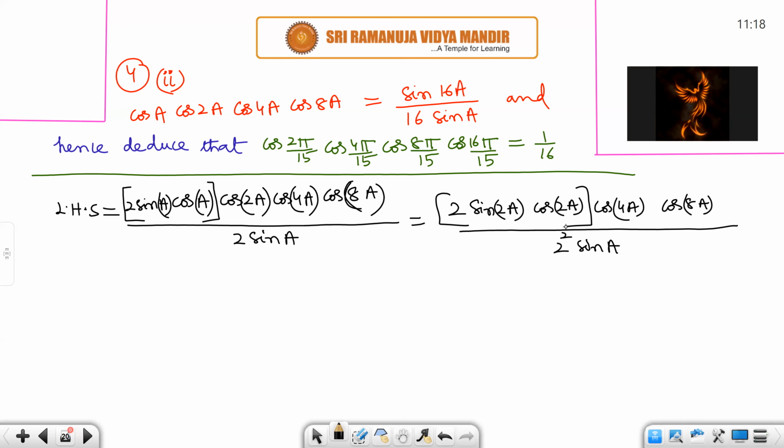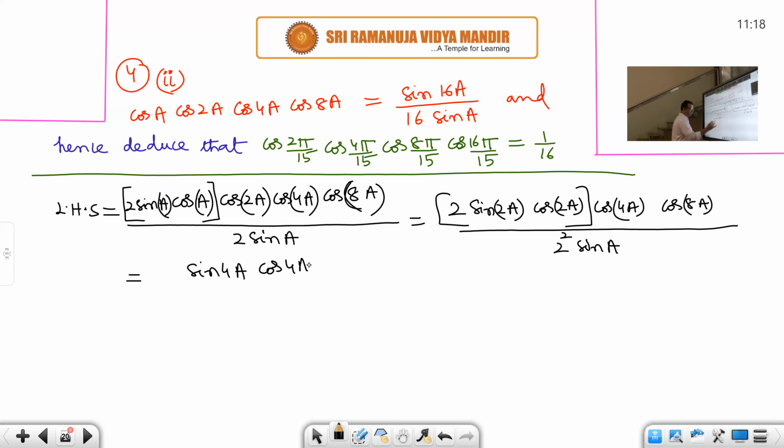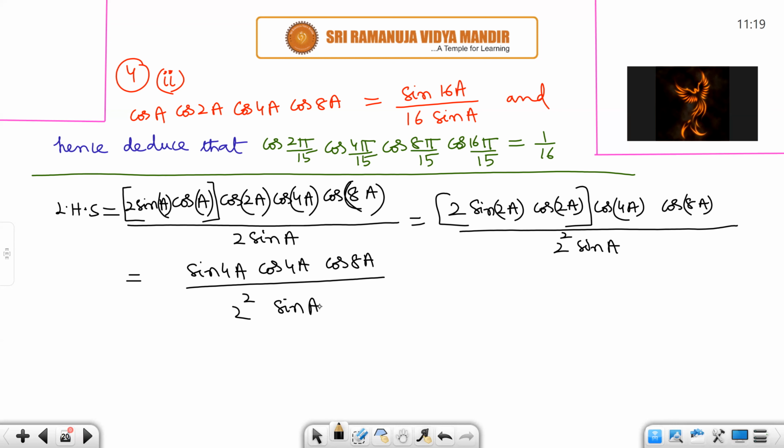Sin 4A, sir. Like this we will proceed. Sin 4A immediately followed by cos 4A. Who is his close friend? Sin 4A's close friend is cos 4A. Divided by 2 square sin A. Now what do we have to do again, Prabhas? Again, we should multiply and divide by 2, sir. So multiply by 2, divide by 2 means 2 square now becomes 2 cube.